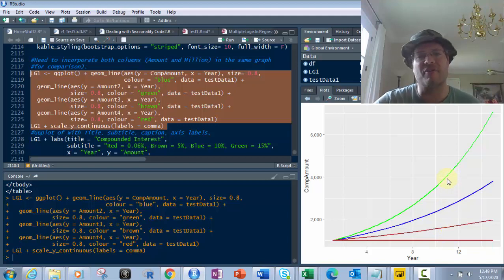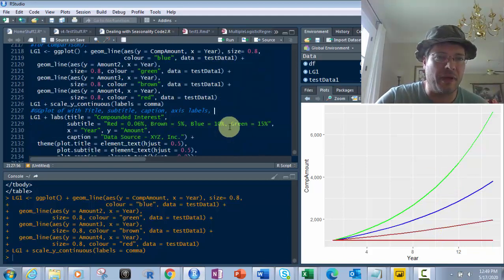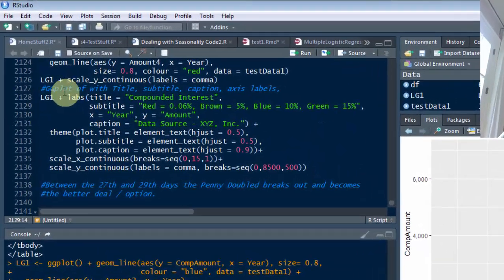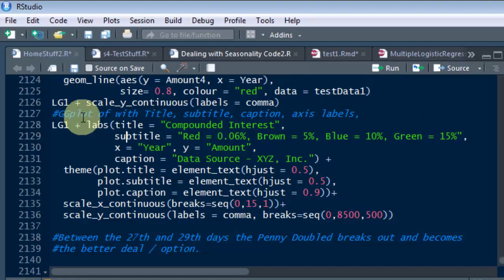So what I want to do is add into LG1. That's why I'm putting the ggplot into a variable like LG1, because then I add it plus the labels. See, that labs is labels. And then title equals compound interest, the subtitle is going to be structured.